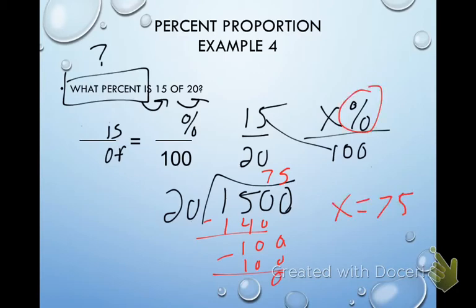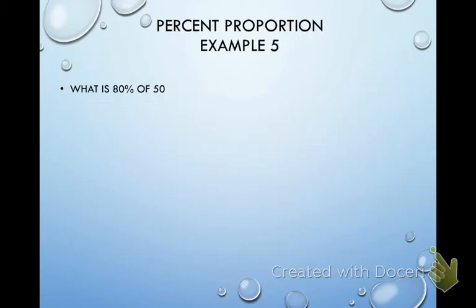Remember, we're dealing with percent this time, so you have to put the label. X equals 75%. All right, example number 5. What is 80% of 50? So, remember, is over of equals percent over 100.